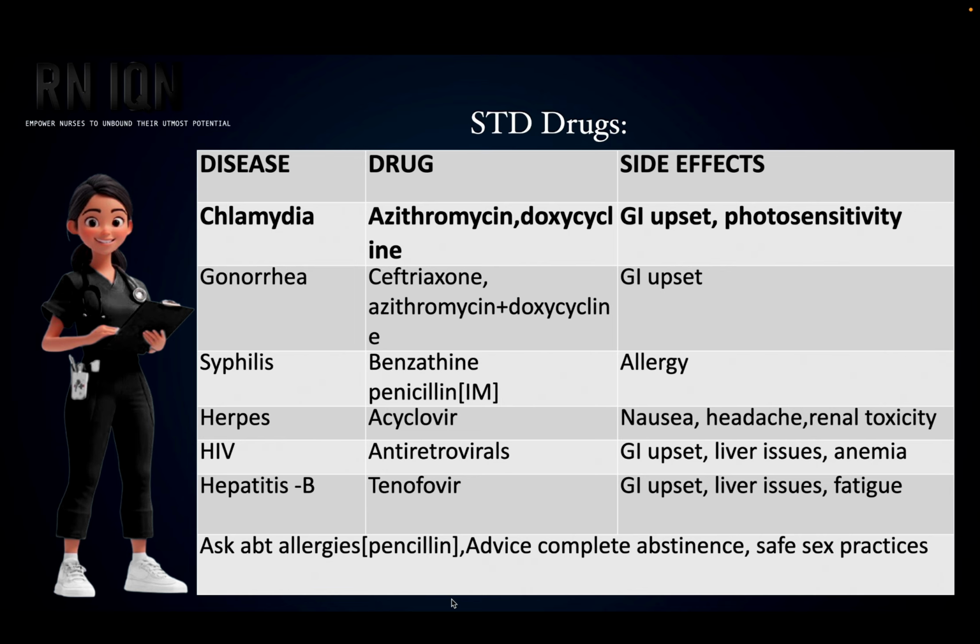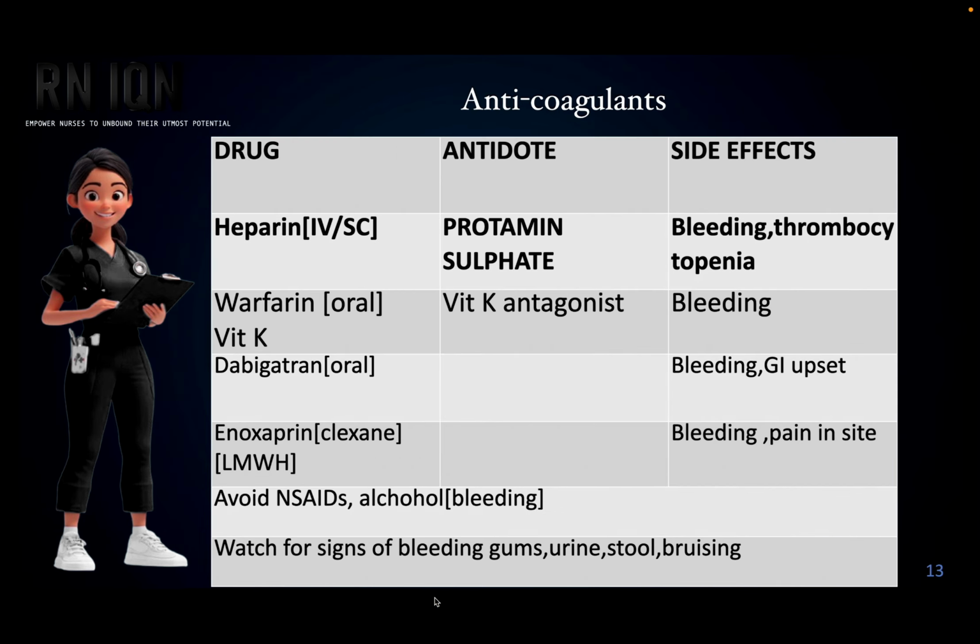Important clinical advice you can offer for those patients: ask about allergies. Always ask about the allergies, especially for penicillin. And advise the patients about complete abstinence during the treatment. And always practice safe sex practices to prevent further transmission of the disease. We will end by seeing certain anticoagulant medications, their antidotes and major side effects.